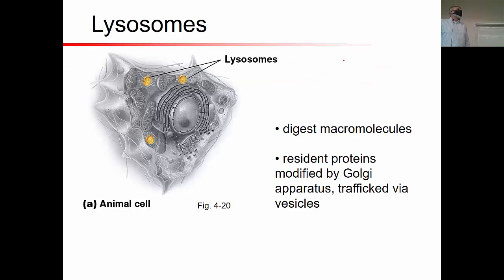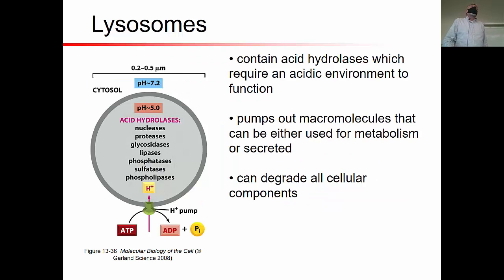So lysosomes are organelles that are important for degradation of macromolecules or big molecules. The proteins that are what we call resident proteins, those are the proteins that remain in the lysosome and are important for the lysosome. Those have traveled from the ER to the Golgi, and then they've been moved via vesicles to the lysosomes. The lysosomes are acidic, and we talked about V-type ATPases. Those are an important component of this.